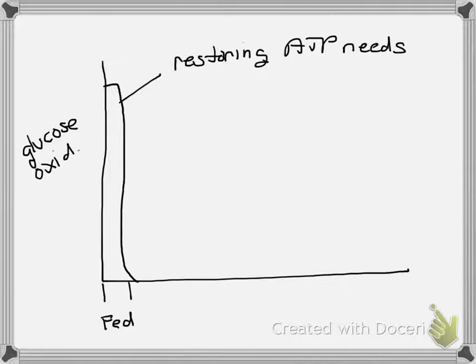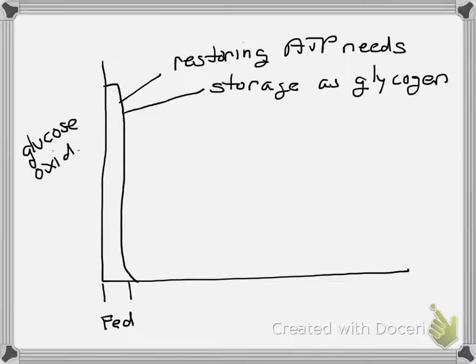So remember, the first thing the cell is going to do is restore its energy level to the highest ATP levels it can. The other reason that this declines rapidly is because we are removing glucose from the circulation, and we are storing this as glycogen in muscle and liver. So the glucose oxidation of the glucose that is ingested during a fed period is disappearing out of the bloodstream.